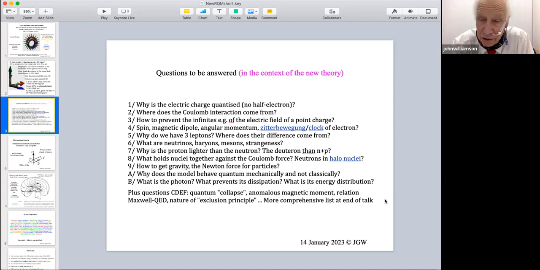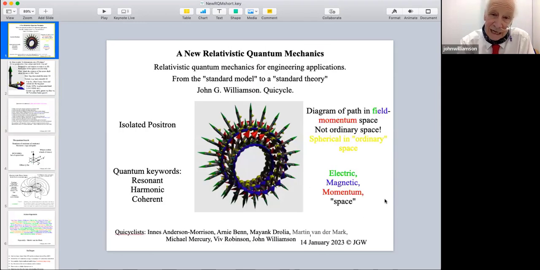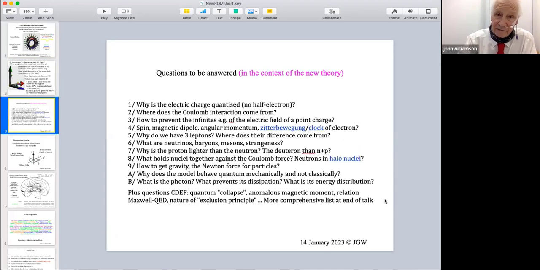I'm going to talk about the relationship between quantum electrodynamics and classical, Maxwell electrodynamics, and how the two fit seamlessly within the new theory, which pulls them together. So a subtitle for this talk is from the standard model to a standard theory. I think we've been sitting on a standard model for so long, it's a crying shame. It needs to be fixed. We need to go to a proper theory. And I'm also going to talk about the nature of the exclusion principle. So that's the questions to be answered.